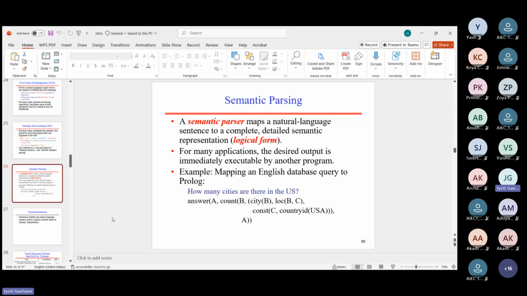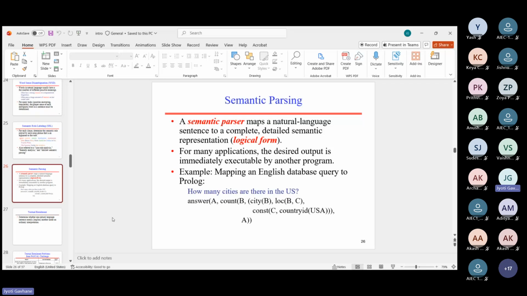So, how many cities are there in US? Suppose this is one of the questions that you have asked the database. The database may already have it saved, so it is going to map. The example is given in the Prolog language. So answer A, count. How many is written, so that's why count is coming into the picture.